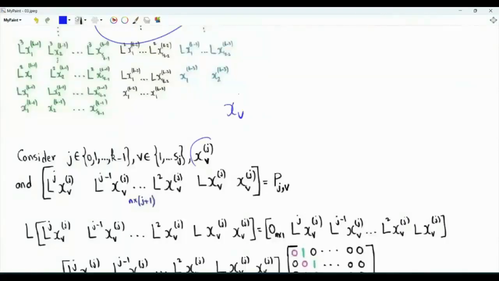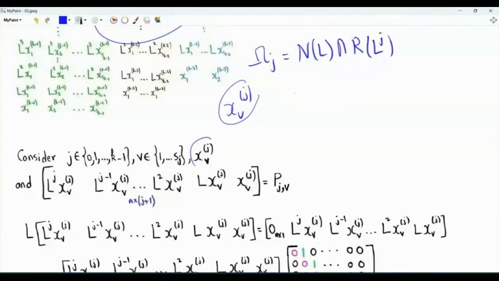Consider the vector x_v superscript j. This is a vector obtained during the processing of omega j, which is the intersection of the null space of L and the range of L to the power j. j is from 0 to k minus 1. Recall that when we did the processing, we started with k minus 1 downwards. v is from 1 to s_j. s_j is d_j minus d_{j+1}, and d_j is the dimension of omega j. We construct the matrix B_jv. This is an n by j plus 1 matrix.